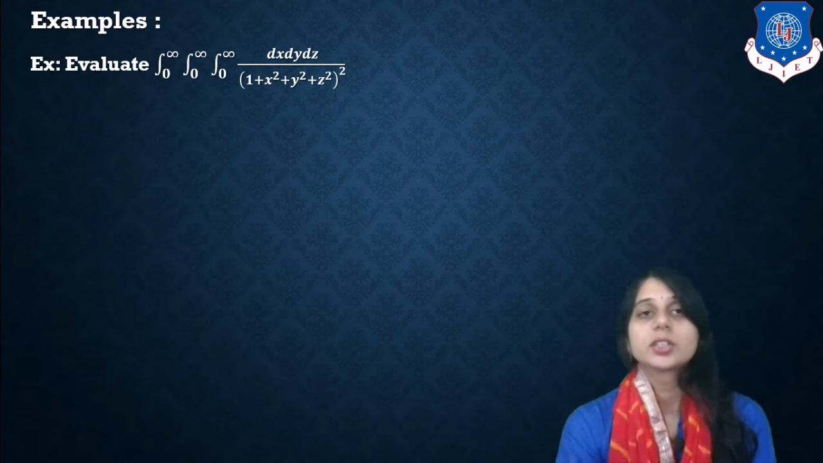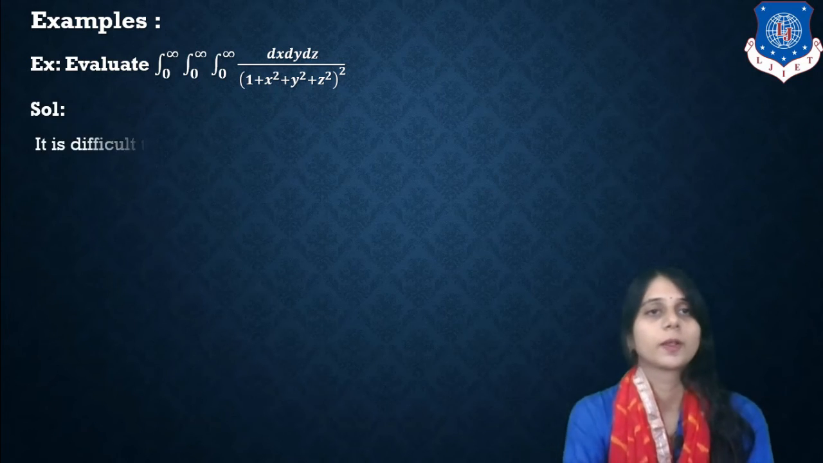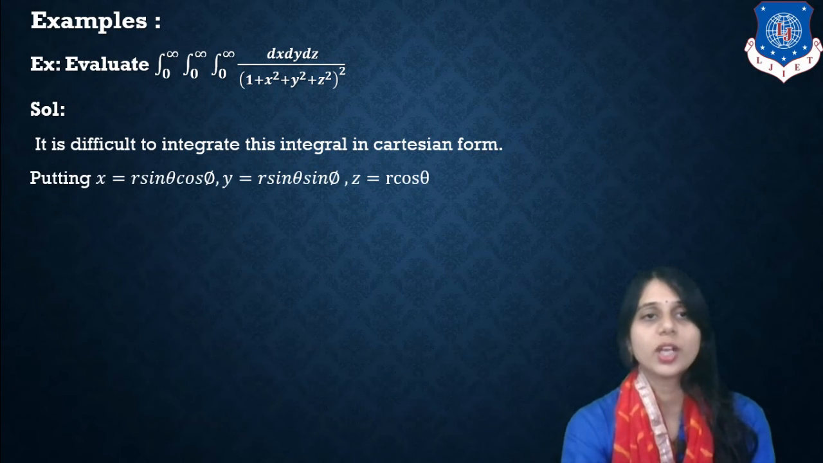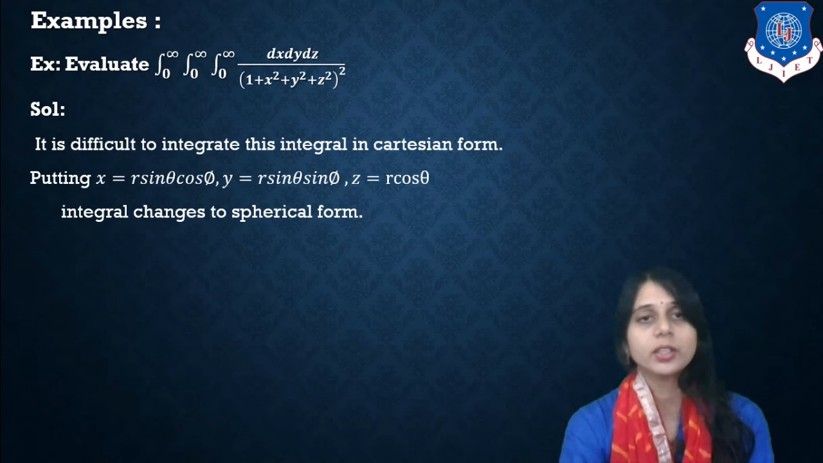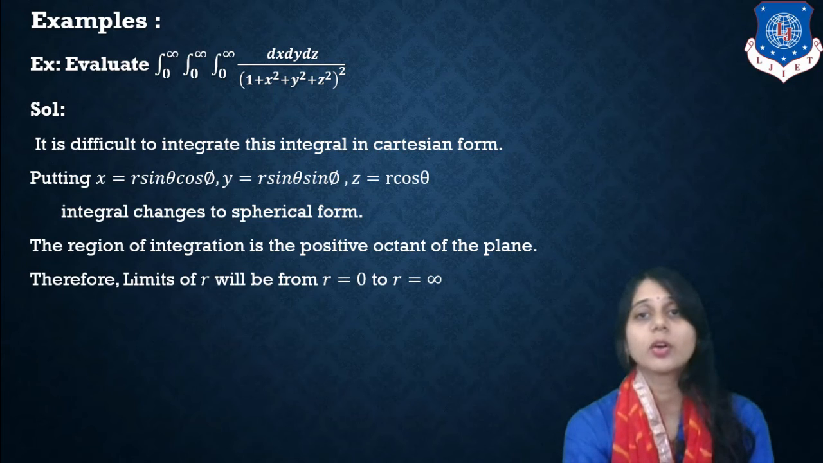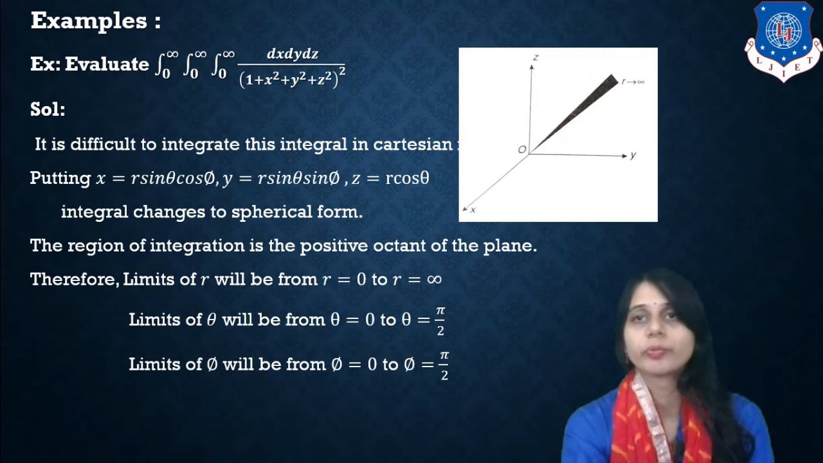Now an example: integration from 0 to infinity, 0 to infinity, 0 to infinity of dx dy dz upon (1 plus x squared plus y squared plus z squared) whole squared. It is difficult to integrate this integral in Cartesian form. So we take x equal to r sin theta cos phi, y equal to r sin theta sin phi and z equal to r cos theta. The region of integration is the positive octant of space. So we take r equal to 0 to infinity, theta equal to 0 to pi by 2 and phi equal to 0 to pi by 2.